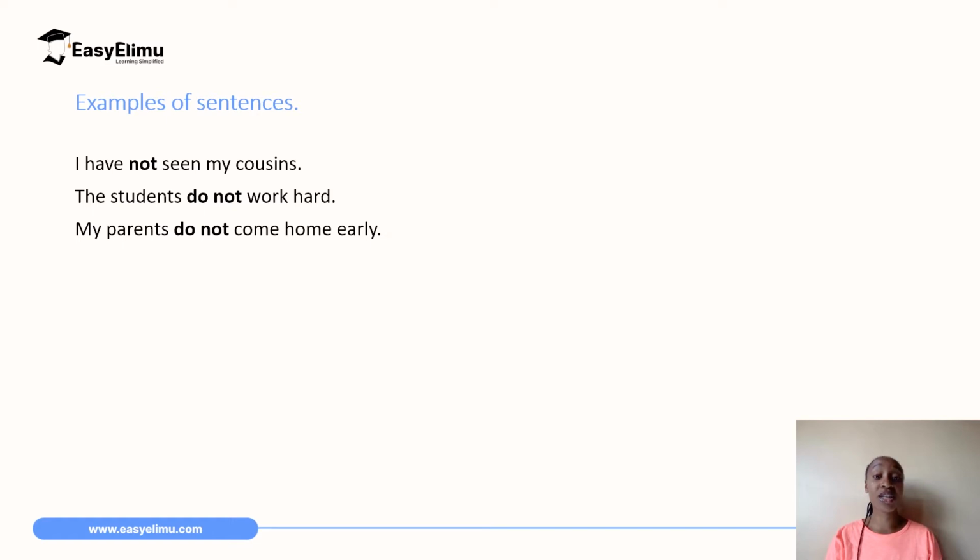The students do not work hard. So the affirmative was, the students work hard. In this sentence, if you notice, we have now introduced 2 words, do and not, and we are going to discuss about do in the next slide. My parents do not come home early. In this sentence, we have also introduced do and we have introduced not to show negation. You can't say my parents not come home early, and we are going to see why and see the significance of the word do when it comes to negative sentences.